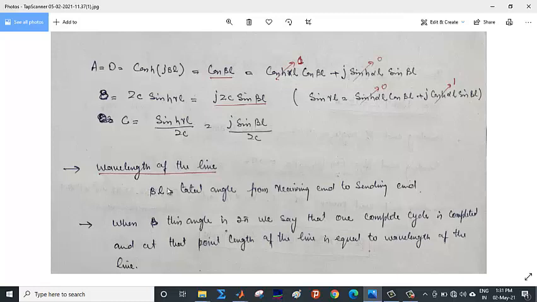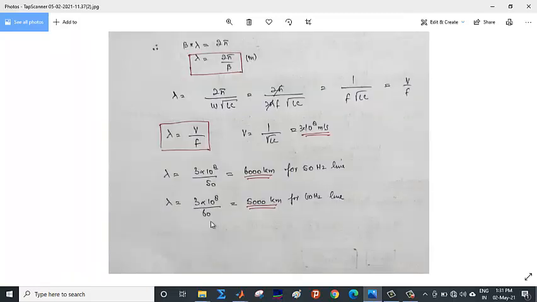Because after this, it will repeat its cycle again and again. So at this point, the length of the line is equal to the wavelength of the line. That means beta into length, where the length is the wavelength lambda, is equal to 2 pi. That's what I have written over here. Beta into lambda is equal to 2 pi, or lambda is equal to 2 pi by beta.